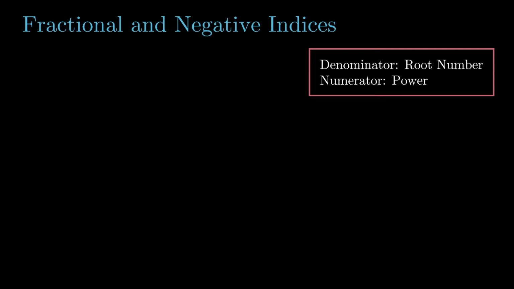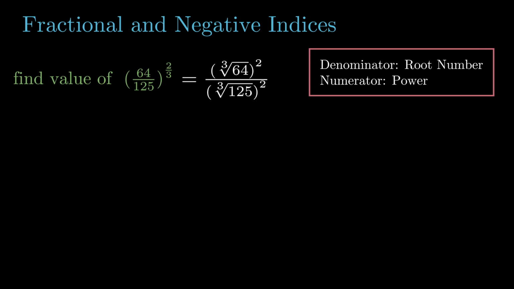We'll now move on to another set of examples. So this one is, find the value of 64 over 125 to the power of 2 over 3. So this one is slightly harder. We have to do the numerator and the denominator to the power of 2 over 3. So we have to cube root both of them first, the cube root of 64 and the cube root of 125. And then we got to square the numerator and the denominator. So 4 squared over 5 squared. And our final answer is 16 over 25.